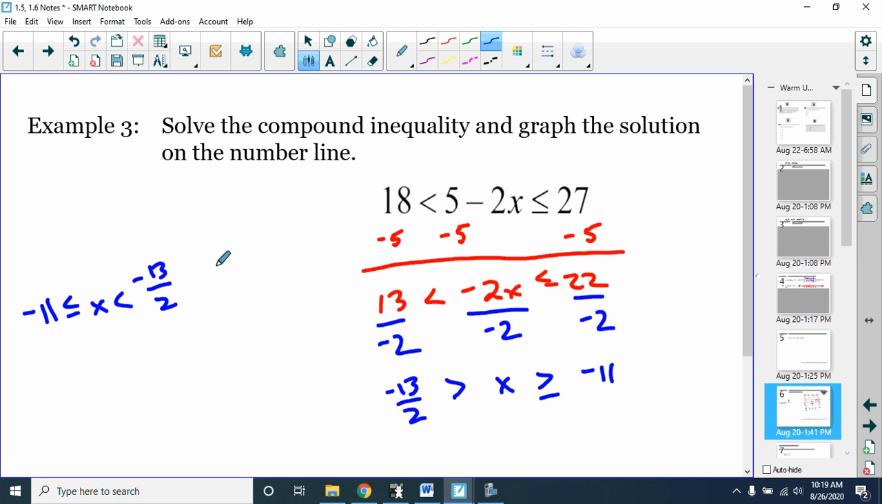If it's written as one line like this, that is an and statement. We need x to be greater than or equal to negative 11 and also to be less than negative 13 over 2.